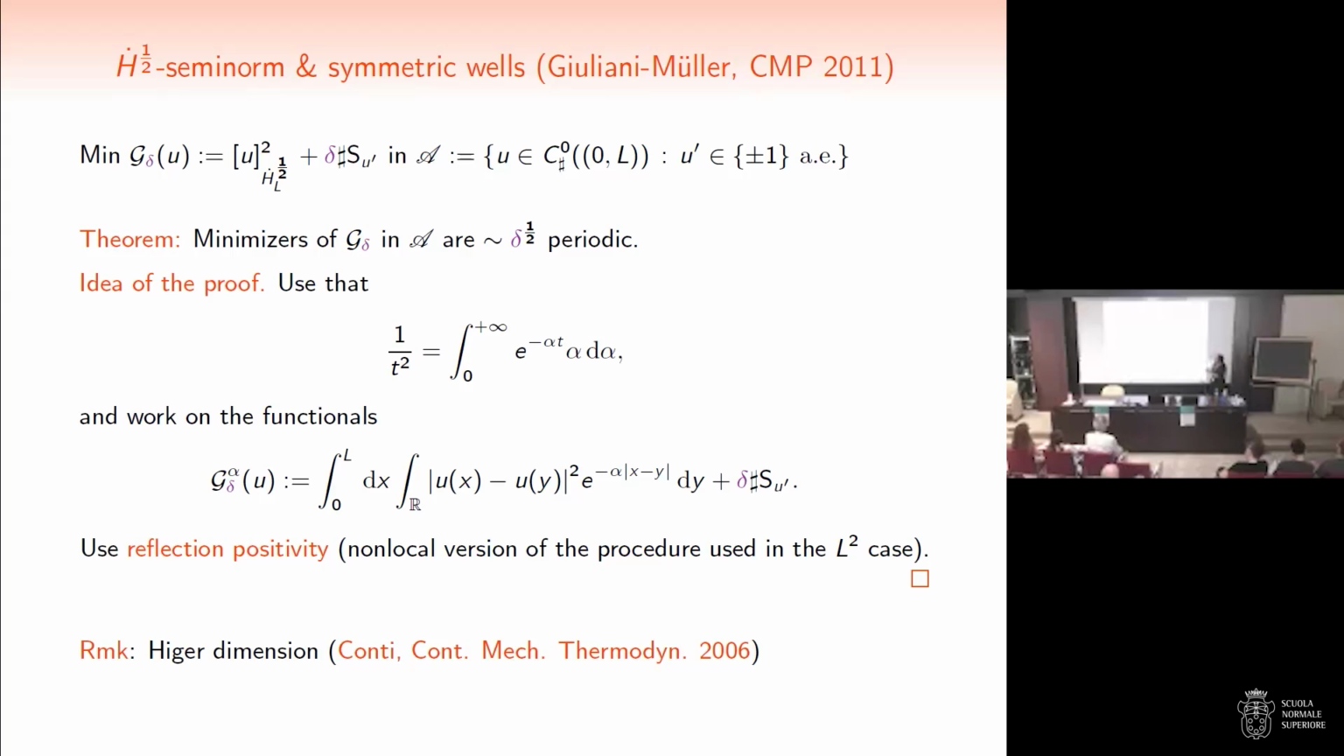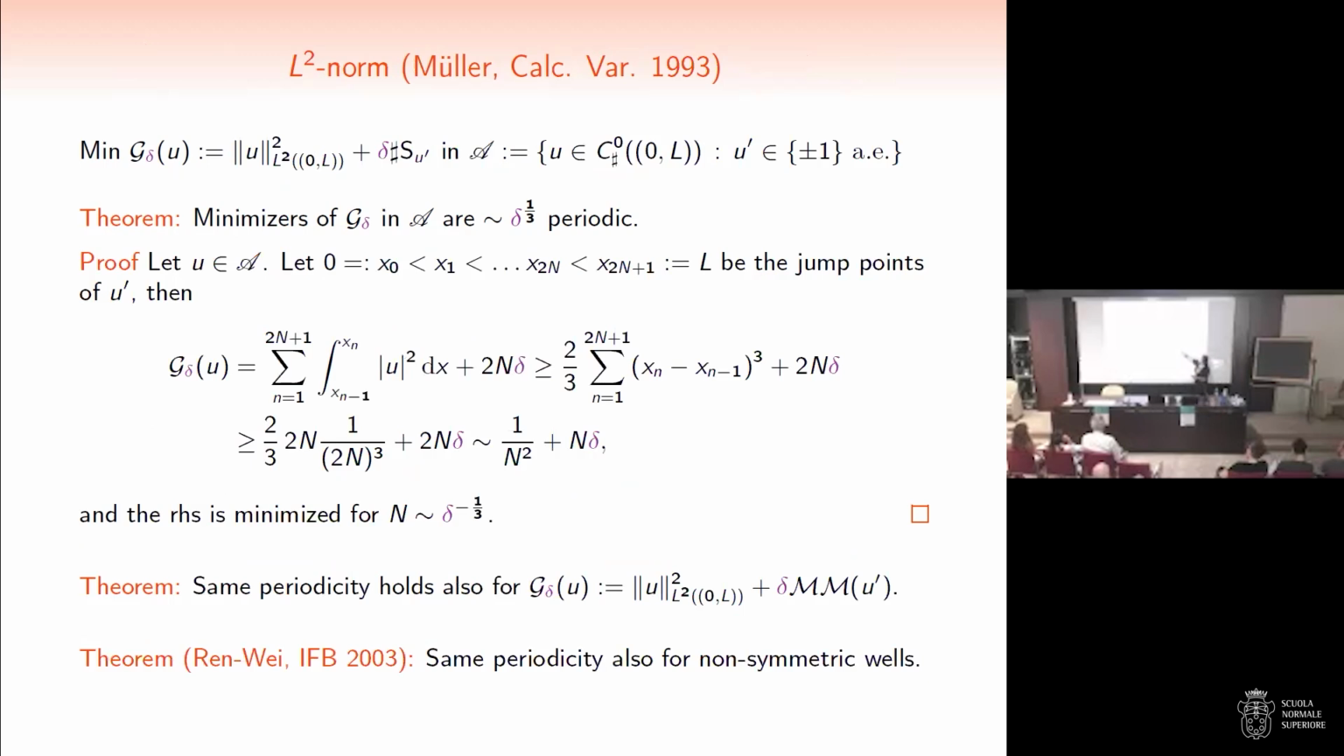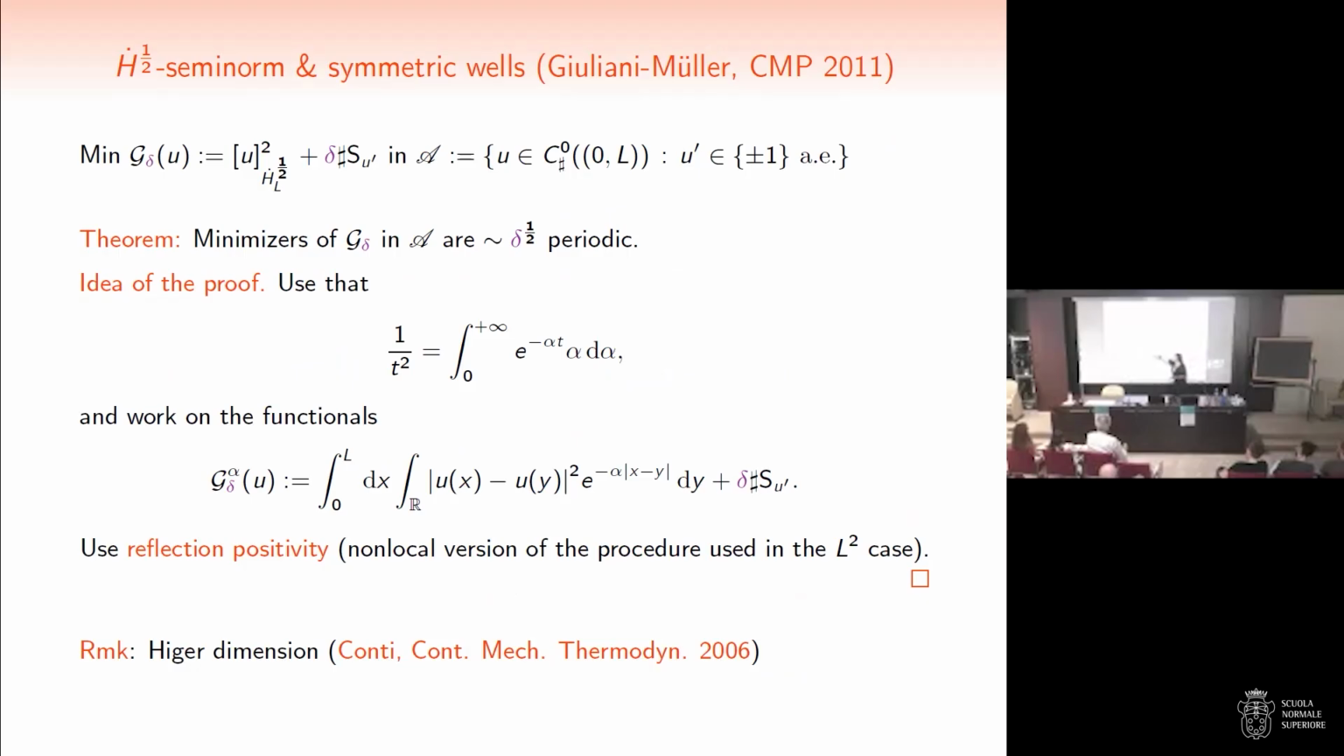So instead of proving the periodicity directly for this functional, one proves it for the functional where the interaction kernel is exponential, depending linearly on the distance between the points x and y. If I'm able to prove the periodicity for these functionals, then I'm done. So what is difficult in this? One would like to replicate the computation that one had before, especially the first one, with which I'm able to minimize the energy on each interval between two jump points. But in the L2 case this energy was local, and in this case the energy is not local, because I have a double integral.